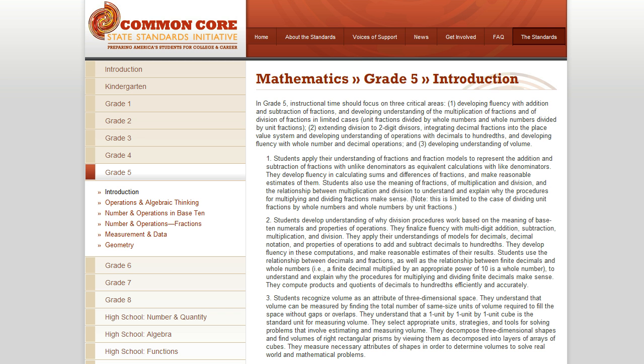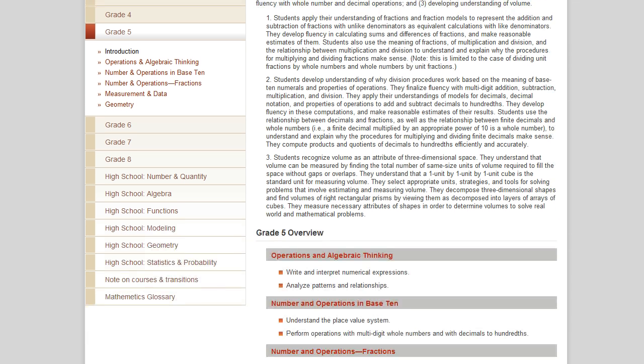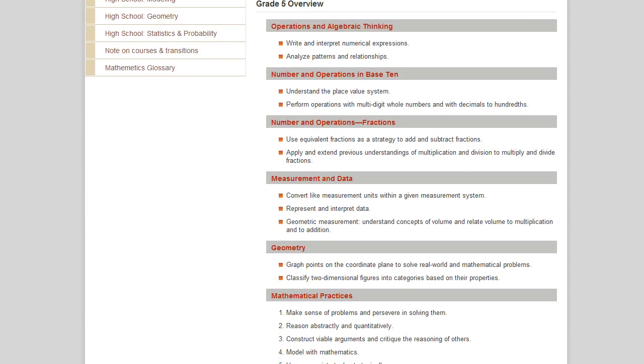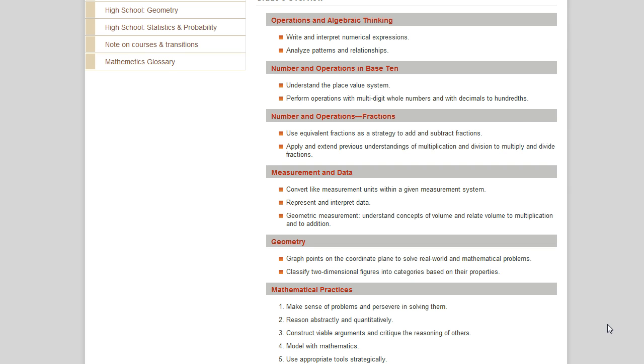This is the Common Core website where it lists all the various standards in mathematics. And if I scroll down, suppose we were in 5th grade, these are the topics that most states have adopted. Some stuff on the place value system, fractions, measurement and data, some geometry, and a number of other topics that you may have planned to teach in addition to these standards.